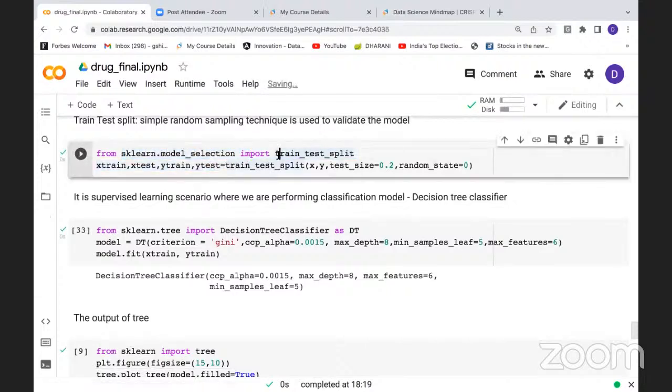You are importing train_test_split. I'm splitting my data because I'm giving training on 80% of the data, but to test whether the rules I got from the decision tree are perfectly done or not. Are these decision tree rules correct or not? What should I do in that situation? We have to test.